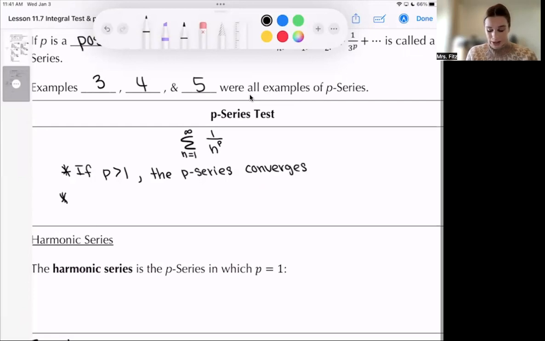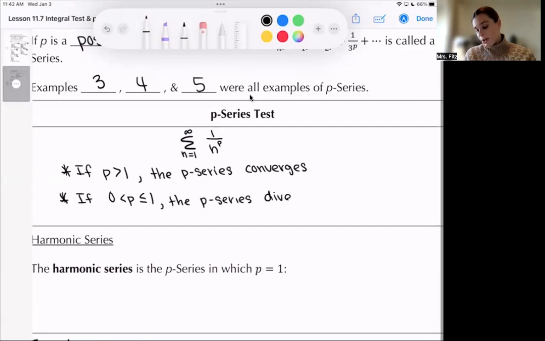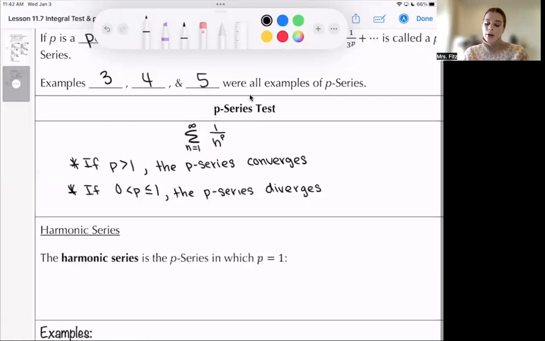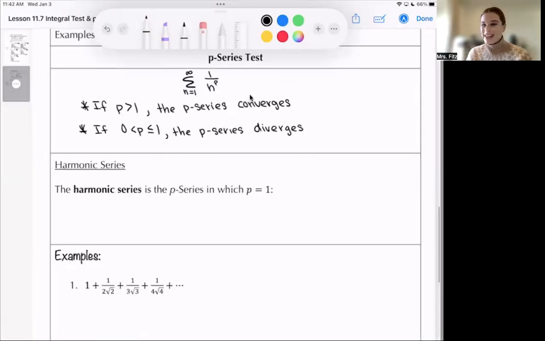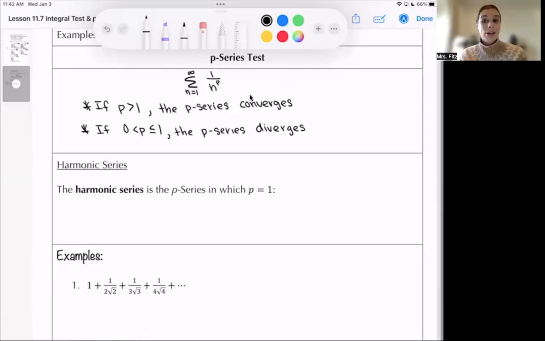Now, if p is between 0 and 1, obviously not 0, because then it's not a p-series anymore, but including 1, the p-series diverges. That was numbers 3 and 4, right? They fell under that category. Okay, so much easier. If you know this test, you don't have to do the whole integral test, but you can do the integral test because it also works.